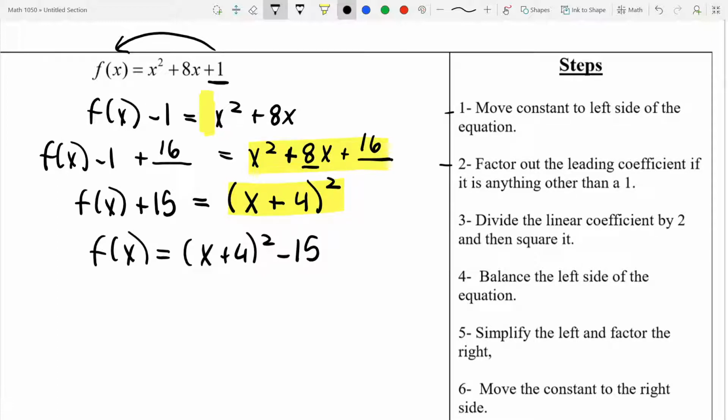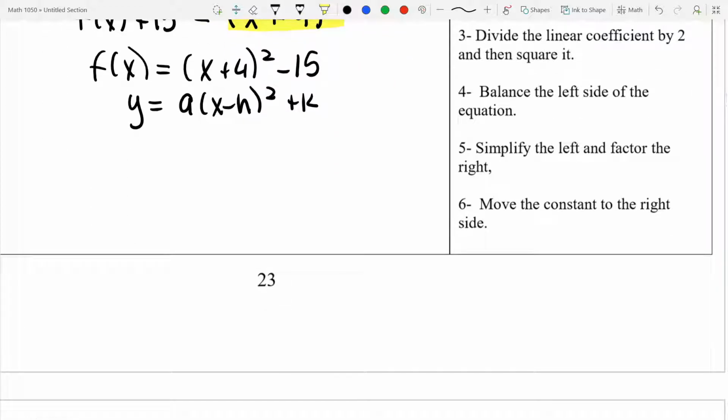Okay, who says I understood that? Raise your hand. Okay, great. Underneath that, I want you to write y equals a times x minus h to the second plus k. And then I want you to write a equals, h equals, and k equals. So the a is in front of the parenthesis. There's nothing there, it's a 1. The k is at the end. That's a negative 15.